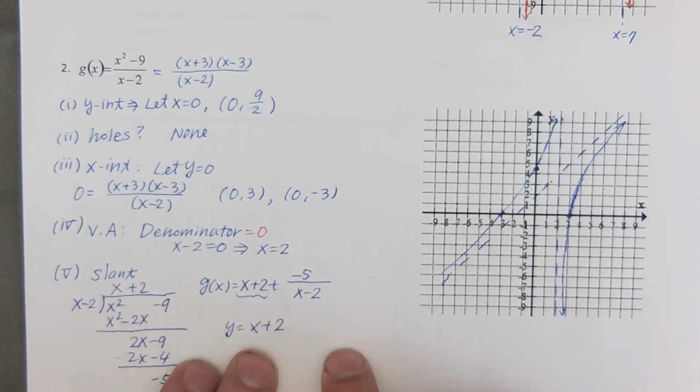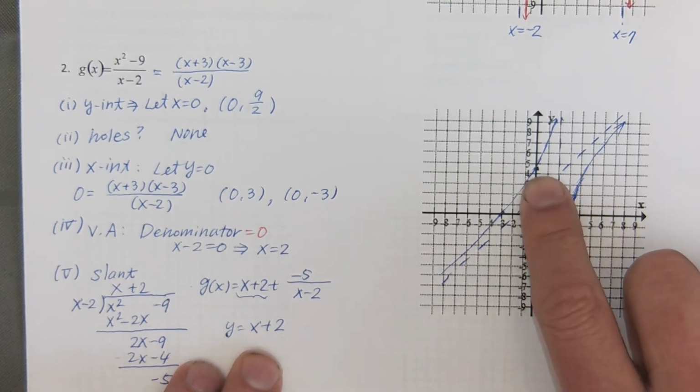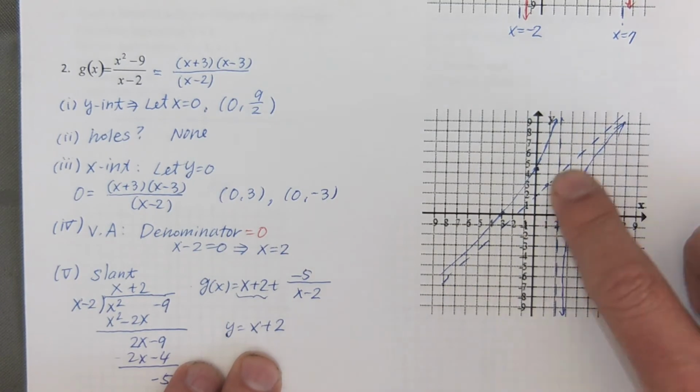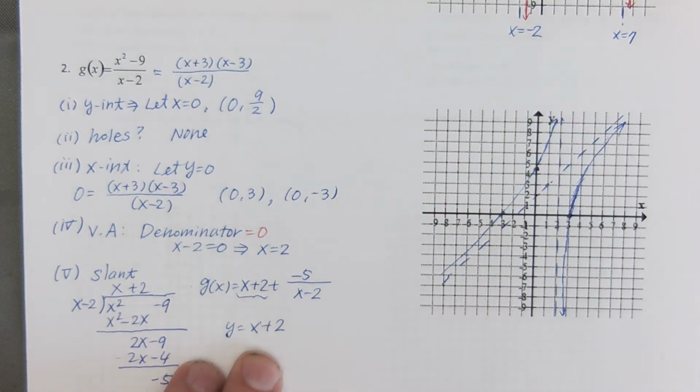So our line, x plus 2, so the y-intercept is at 2, slope is 1, so it's up 1 over 1, so there's our slant asymptote. And you can see our graphs are getting closer and closer and closer to it.